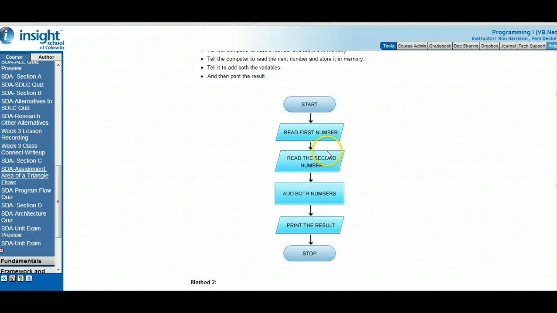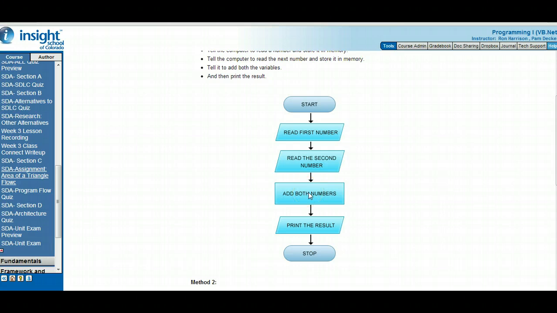So for example, this is a flowchart to add two numbers together. The first thing this flowchart does, or the computer would do, is read whatever the first number is. You can see that this read command is in this box with the diagonal edges, this parallelogram. Those are used for inputs and outputs. So you input the first number, then it reads the second number, so it inputs the second number. Then it adds both numbers together in this.